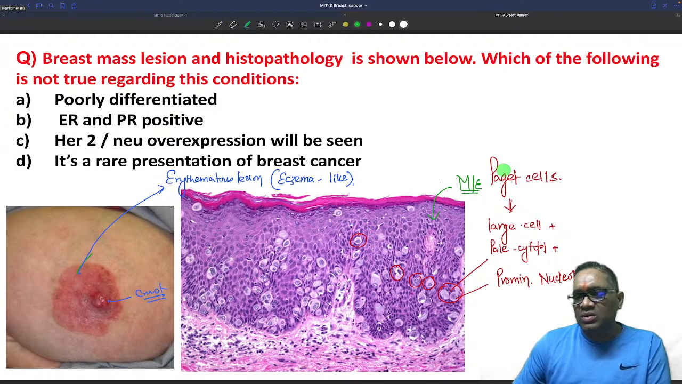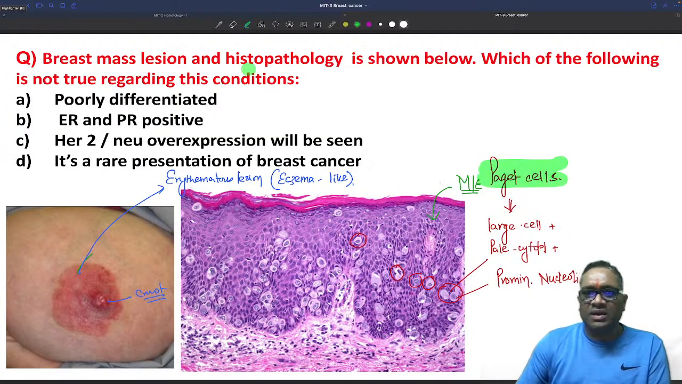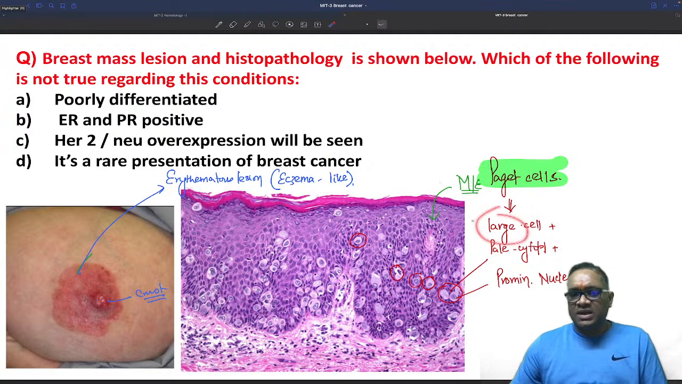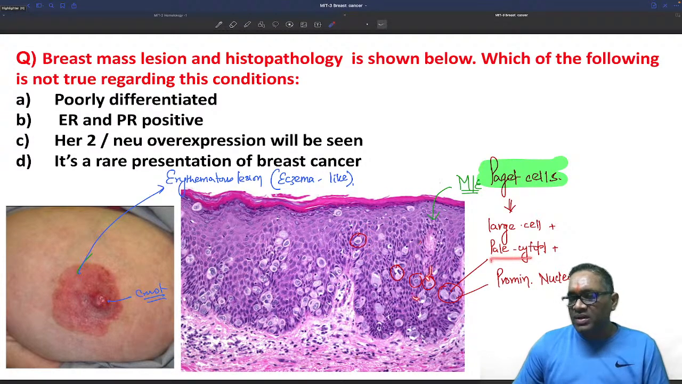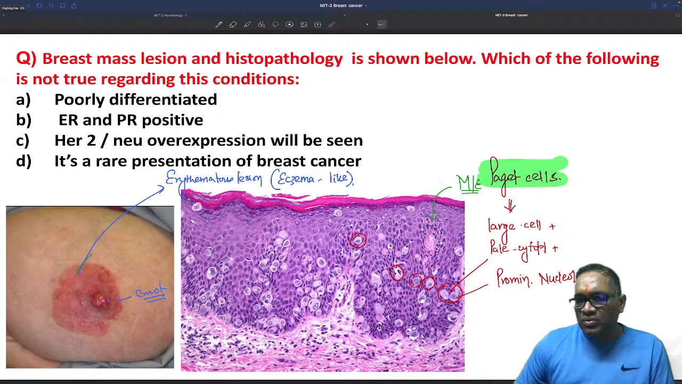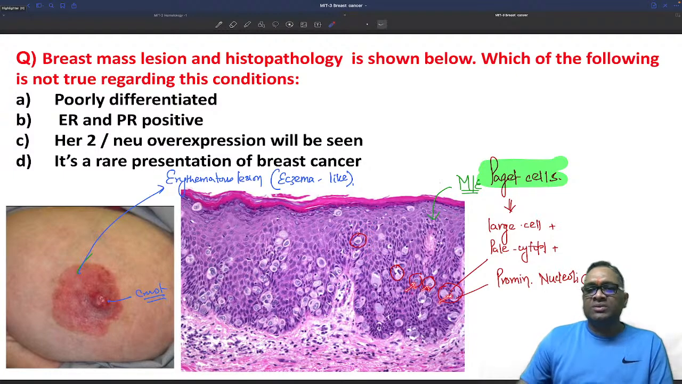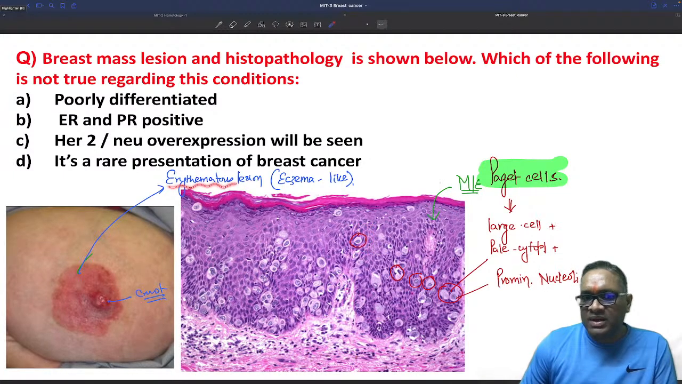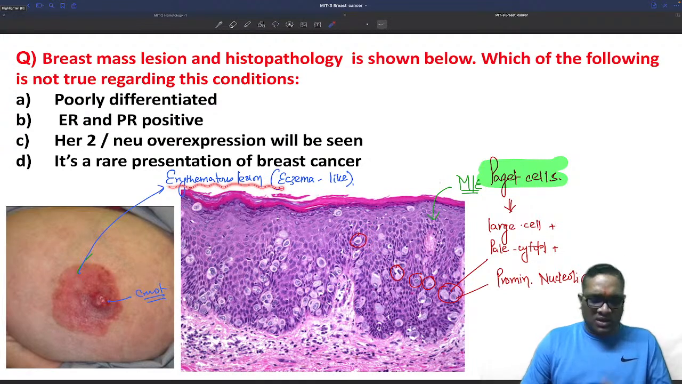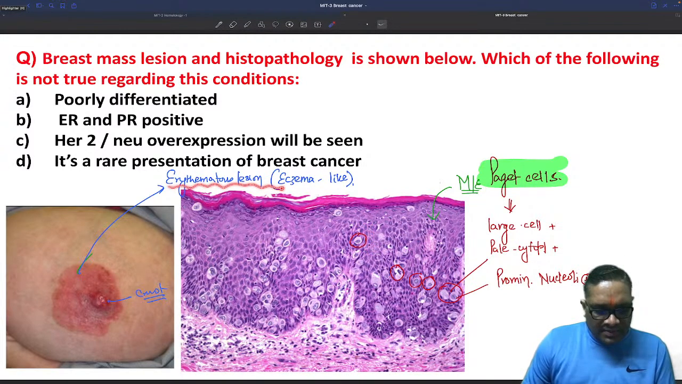That is how you are going to identify Paget cells in your exam also. How will you identify them? They are large cells, as you can see. And how is the cytoplasm? The cytoplasm looks pale if you compare it with the surrounding cells. And if you look into them, you can also notice prominent nucleoli. So that is Paget's disease, an erythematous lesion on gross or clinical examination.